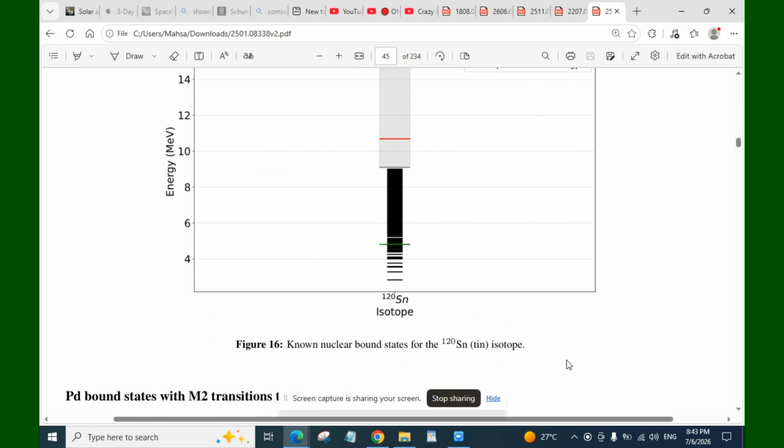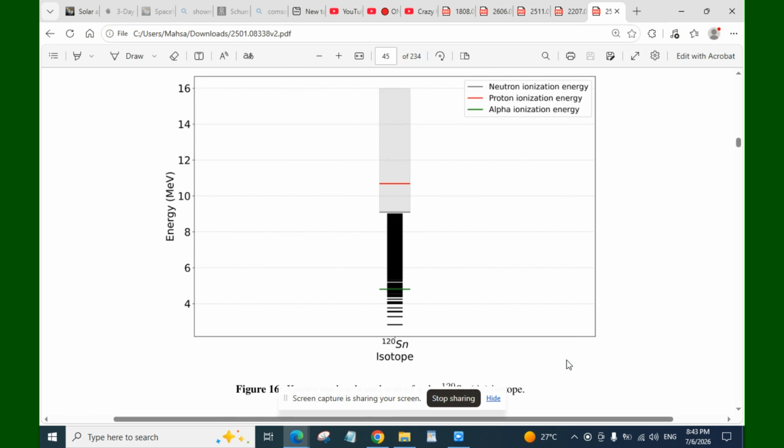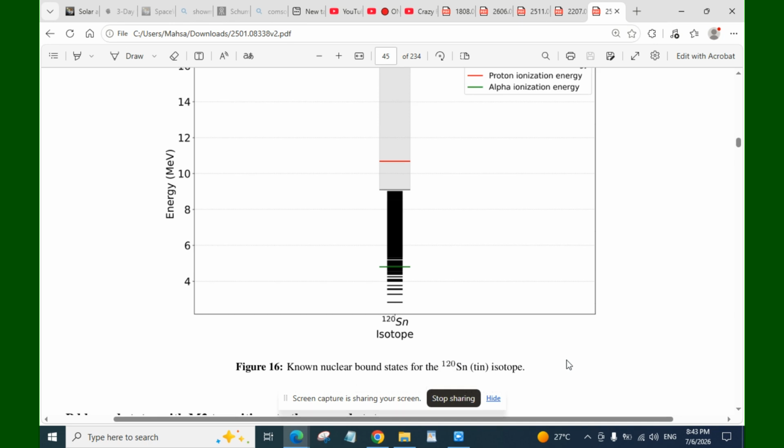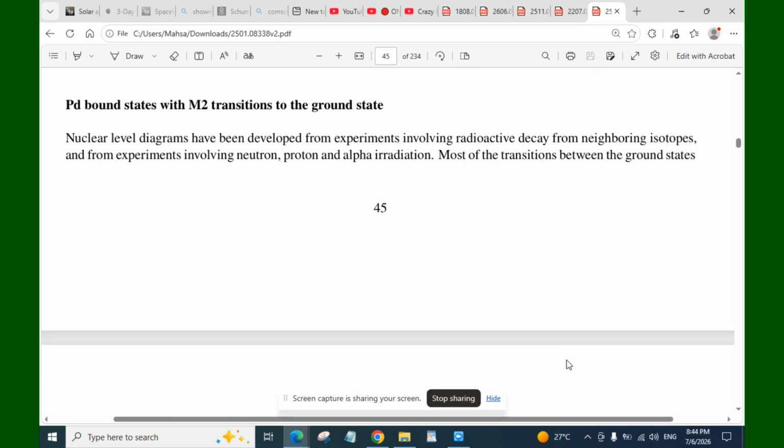Figure 16 illustrates nuclear bound states for the tin isotopes, and you see that we have isotopes of tin on the x-axis, and on the y-axis we have energy in megaelectron-volts. The purple line is the neutron ionization energy, the red line is the proton ionization energy, and the green line is the alpha ionization energy. Palladium bound states with M2 transitions to the ground states.